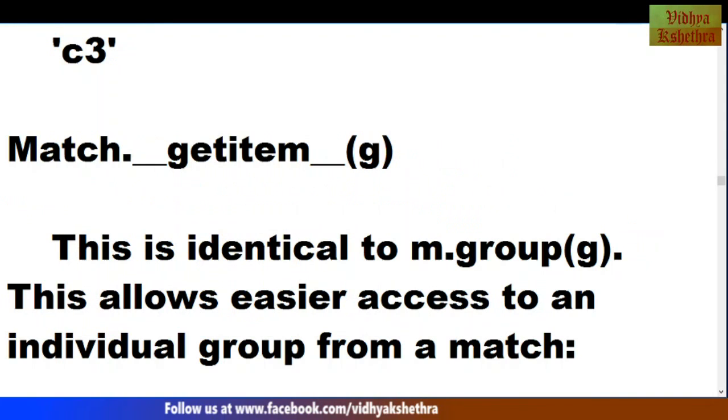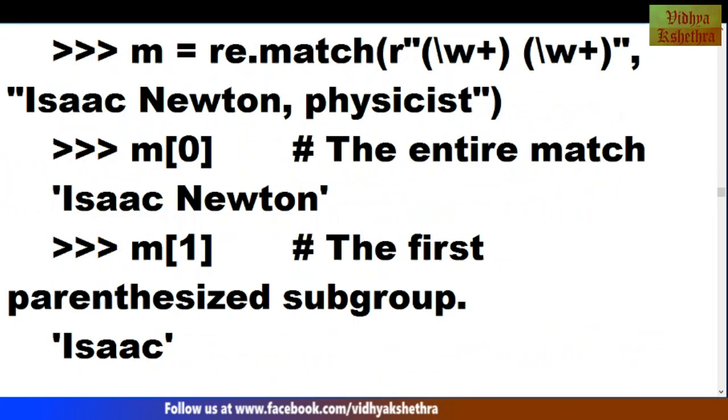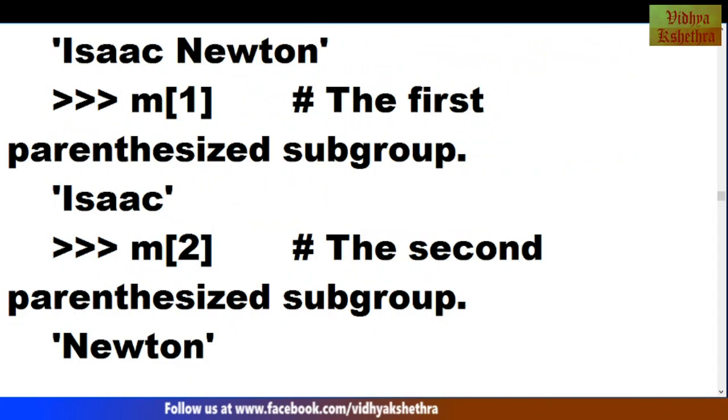Match.__getitem__(g). This is identical to m.group(g). This allows easier access to an individual group from a match. There is m[0], the entire match, m[1].